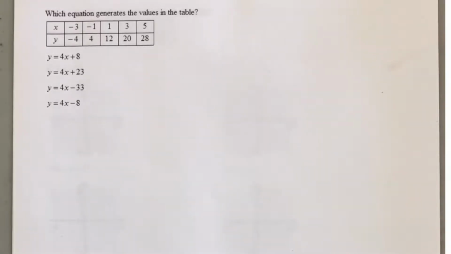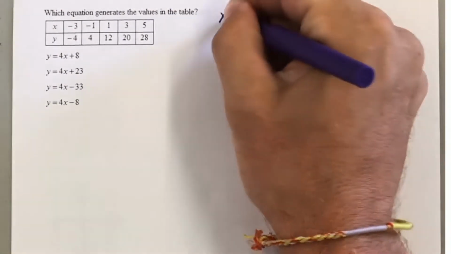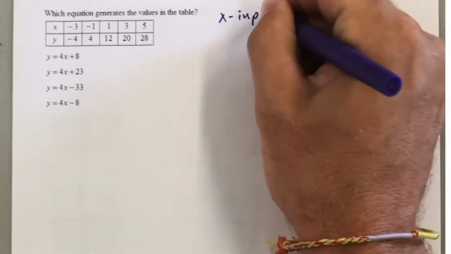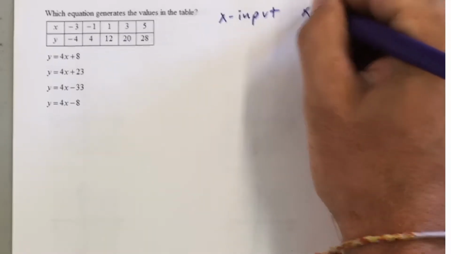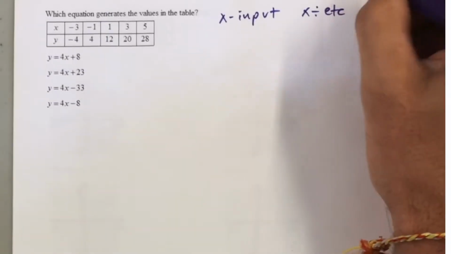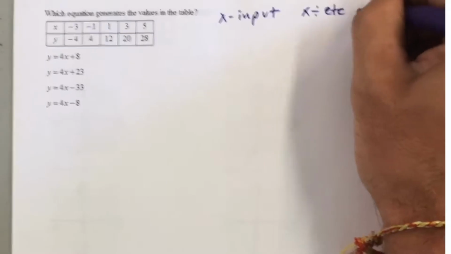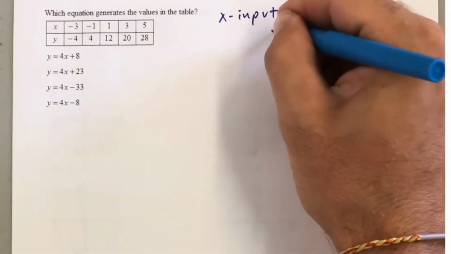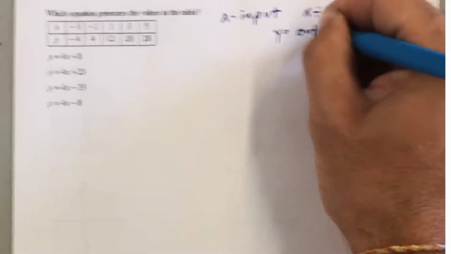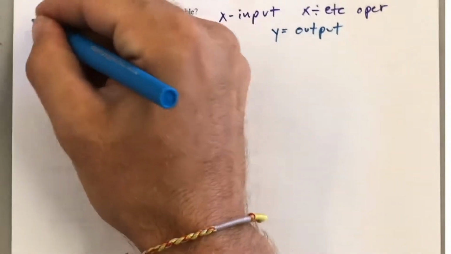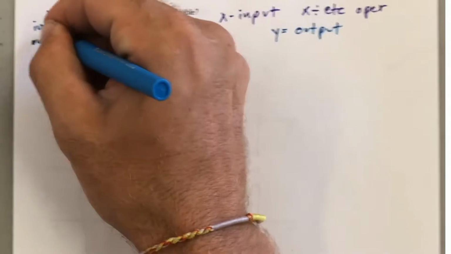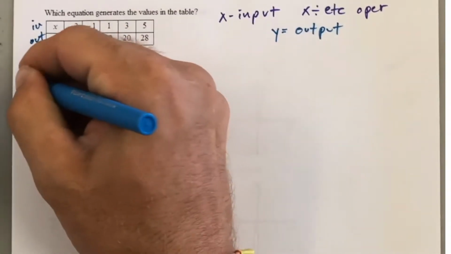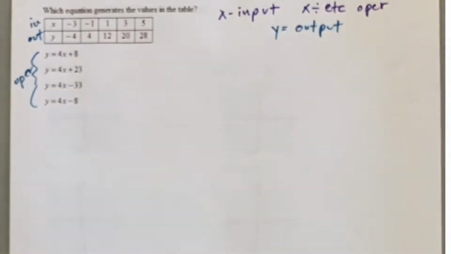Okay, last week we were talking about functions. We're talking about x as an input, multiplication, division, etc., absolute value as our operators, and then y as our output. And that's what you have here. You have your in and your out, and here's your operators. So that's what we're working with.